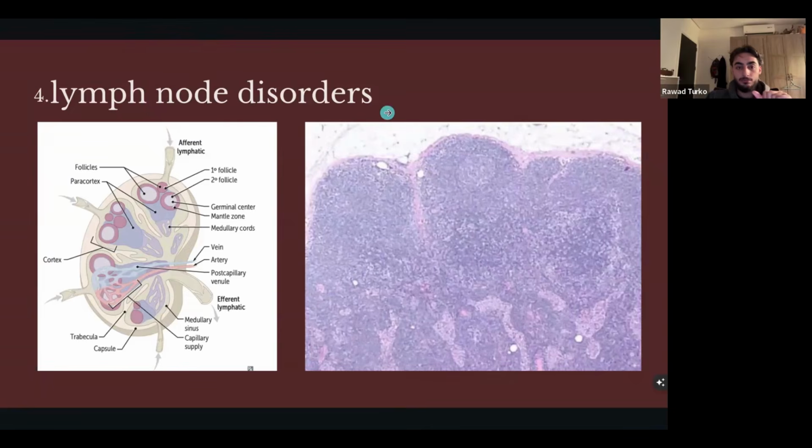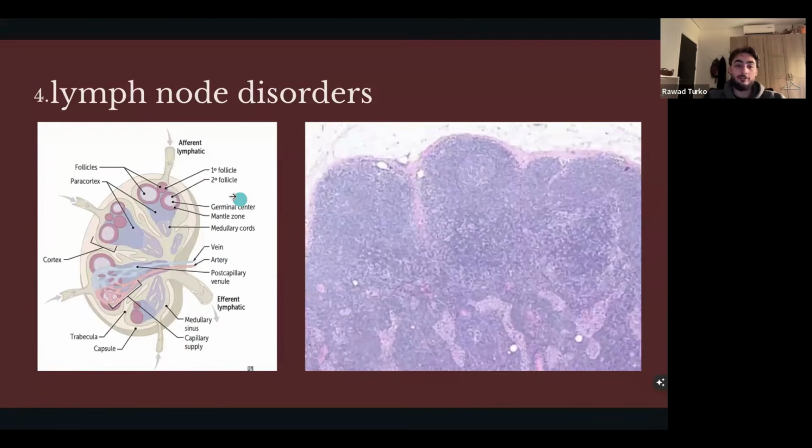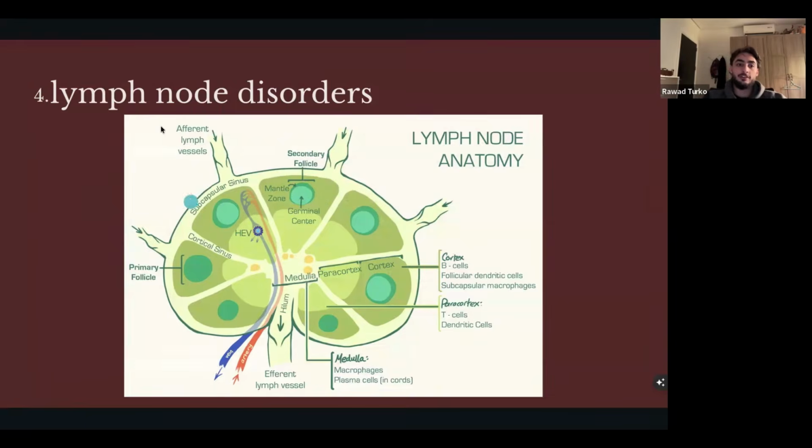Okay. So again, this is another picture just to refresh your memory. Secondary follicle, and inside of it, you're going to see a germinal center. Outside of this germinal center, you're going to see the mantle zone, and then again the marginal zone, in very, very severe cases of immune activation.